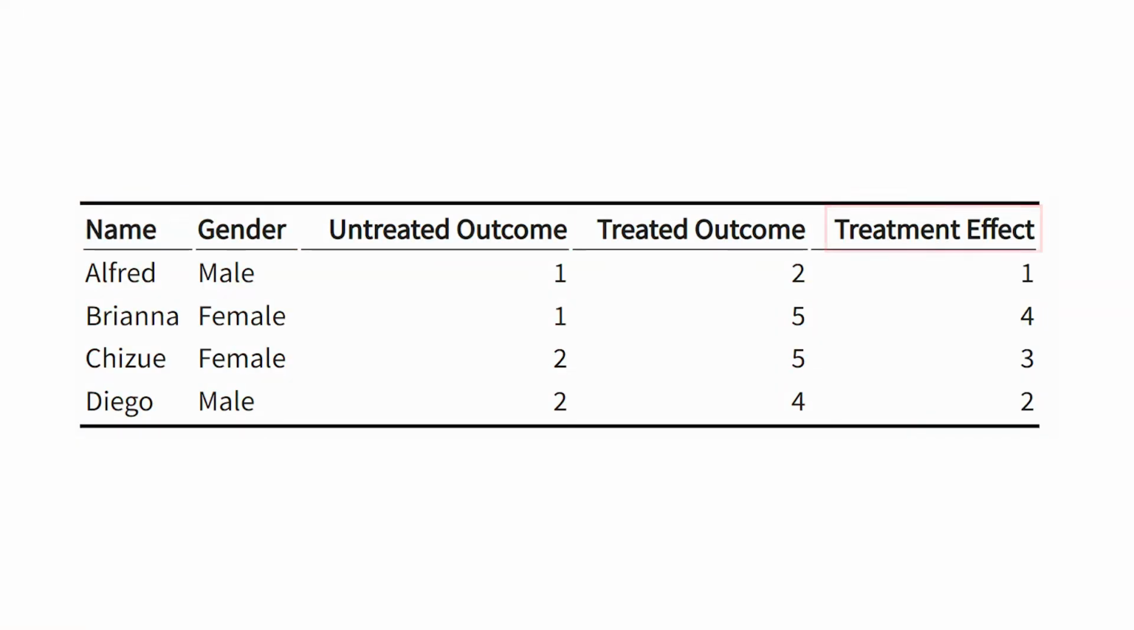Well, that should be the average treatment effect among men, because we randomized among just men. The treatment effect for Alfred was 1, the treatment effect for Diego was 2, the average of those two numbers is 1.5, which is the exact number that we got. By randomizing among a particular group, we got the treatment effect among just that group, right?